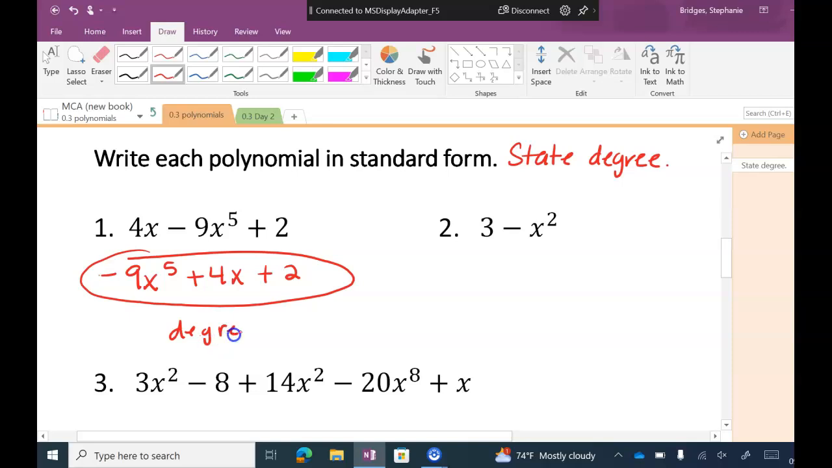And you can just write 5 if you want to, but I'm writing degree so you know what I'm talking about there. And that's all I'm asking you to do for this. Write it in standard form and then state the degree. So go ahead and do 2 and 3 for me, please.